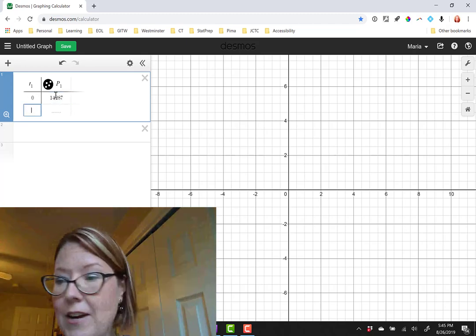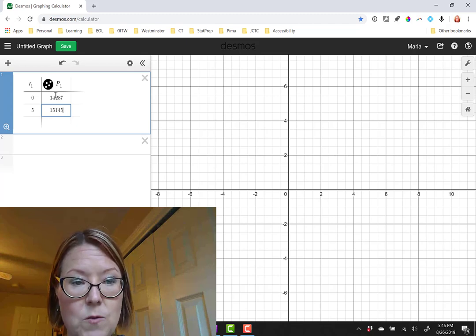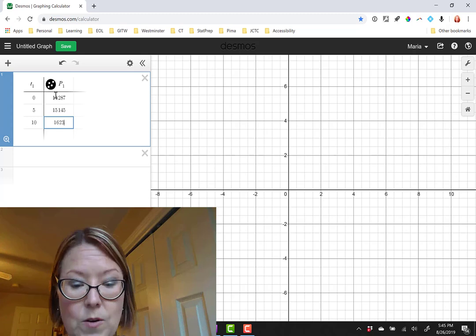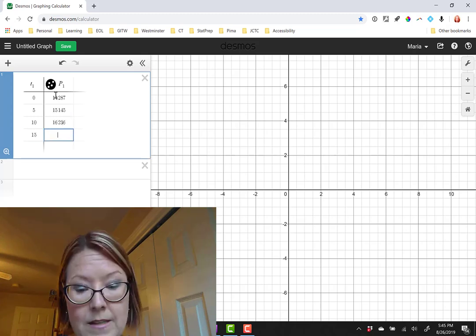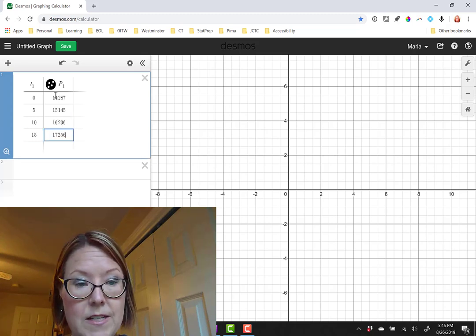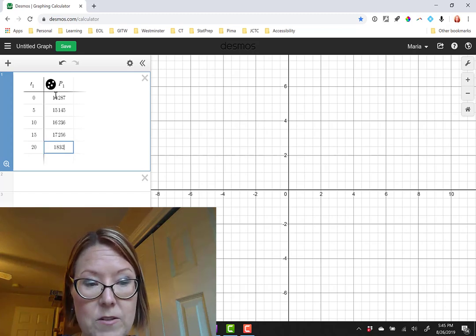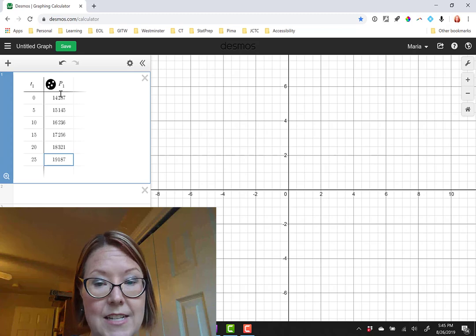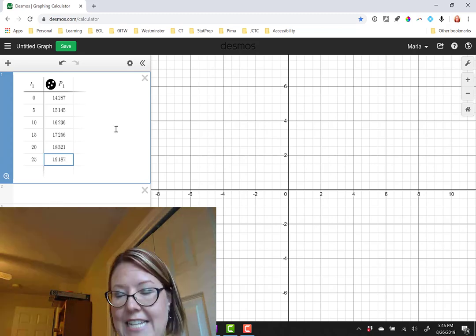The next data pair is 5, 15,145, then 10, 16,236, 15, 17,256, 20, 18,321, and 25, 19,187. Clearly, we're not seeing the data in Desmos yet.